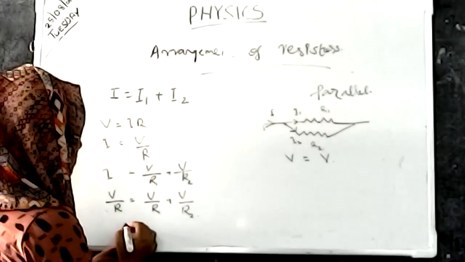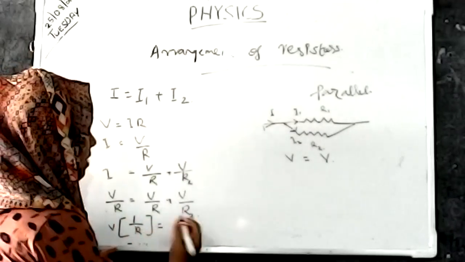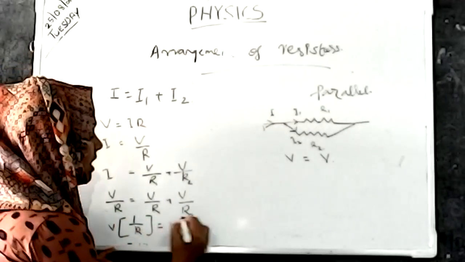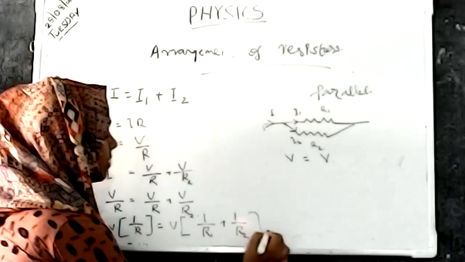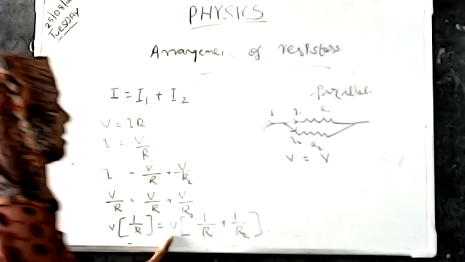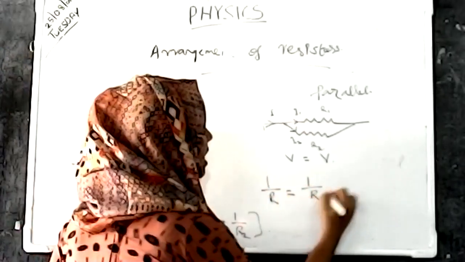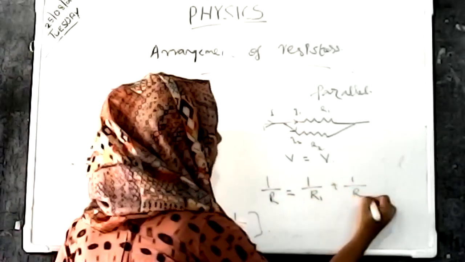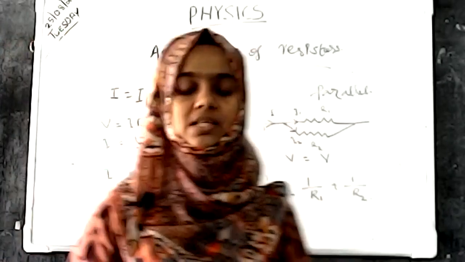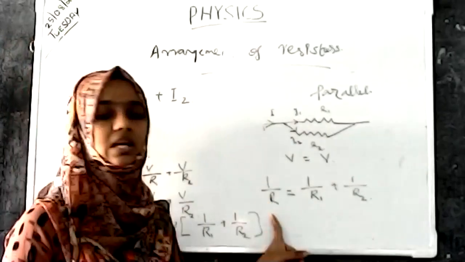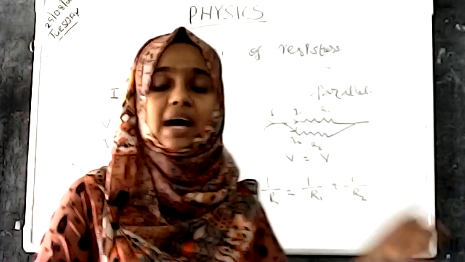From here, V into 1 by R is equal to V into 1 by R1 plus 1 by R2. From here the V's are cancelled and we get 1 by R is equal to 1 by R1 plus 1 by R2. And this is the effective resistance of a circuit containing parallel resistors.